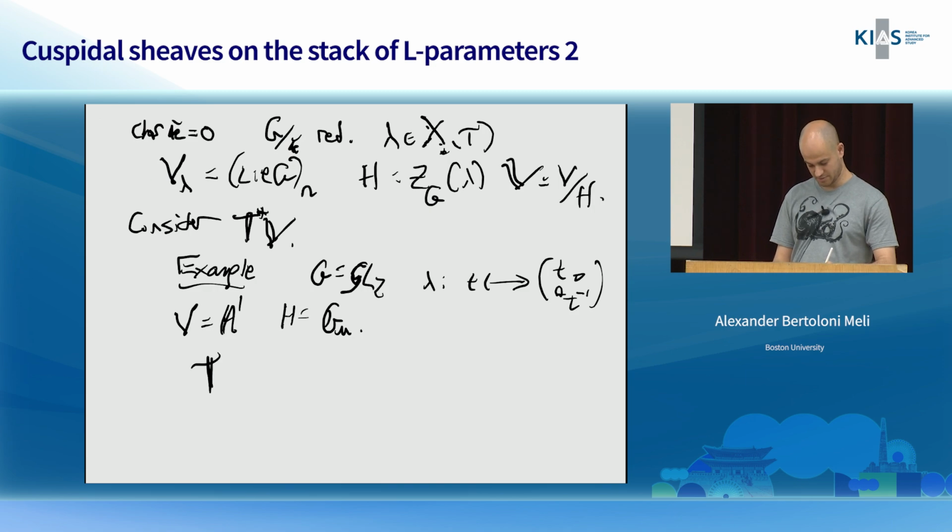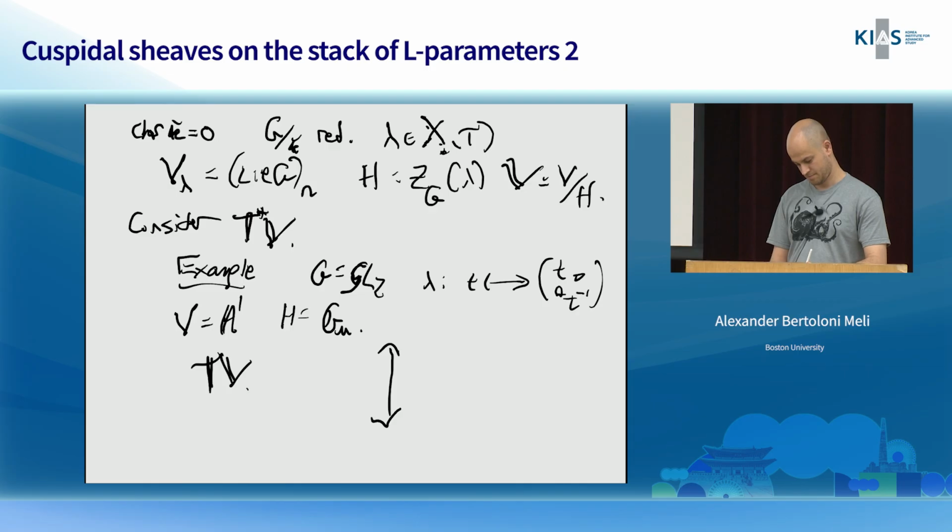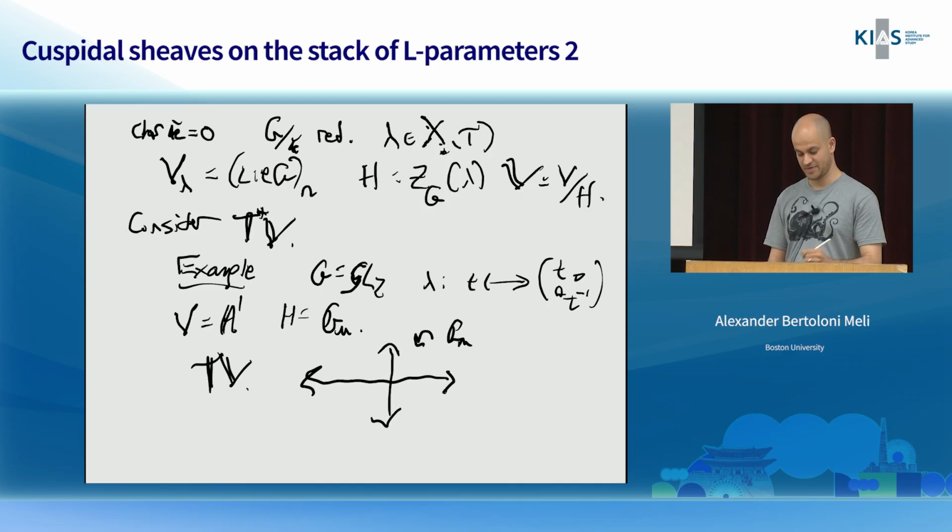So what does this cotangent stack look like in this case? You can think of GM acting on this picture that lives inside of A2, and it's the quotient of this by GM.